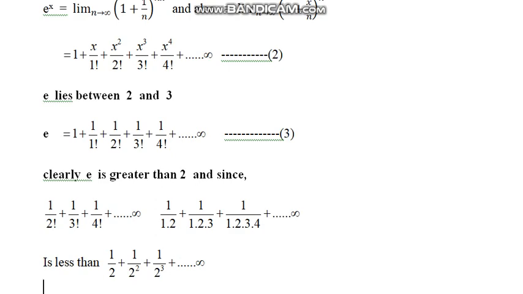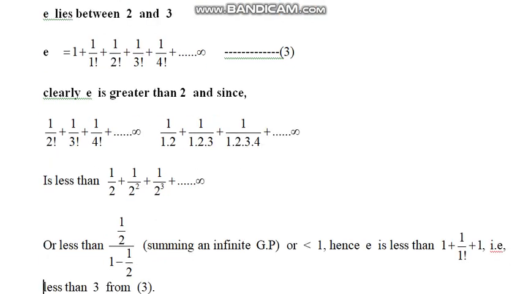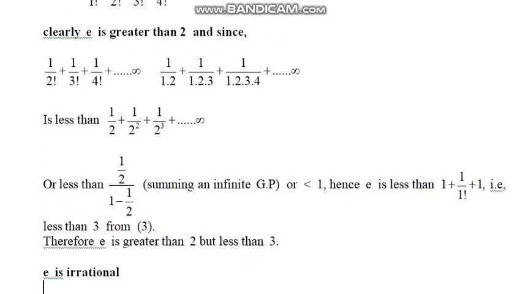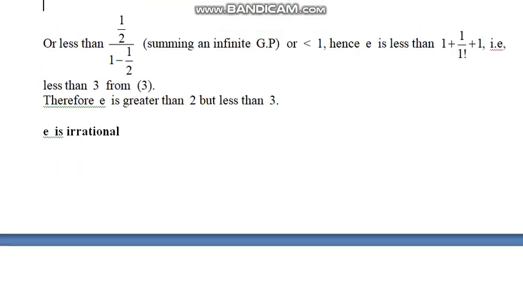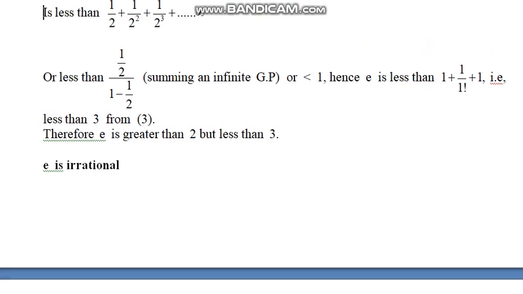Okay, so now the remaining terms are less than 1 by 2, 1 by 2 square, plus etc., which sums as an infinite GP to less than 1. Hence e is less than 1 plus 1 by 1 factorial plus 1, less than 3, from equation 3. Therefore e is greater than 2 but less than 3. e is irrational.